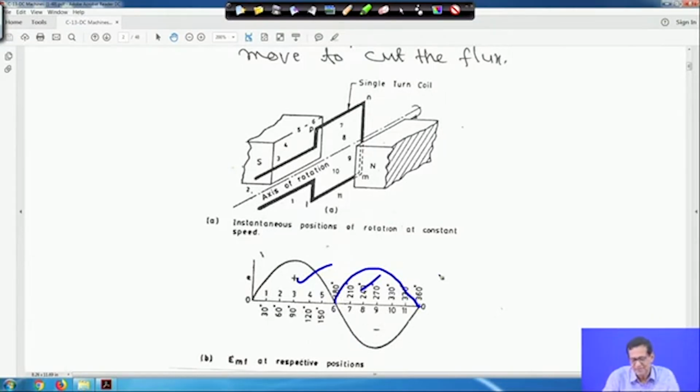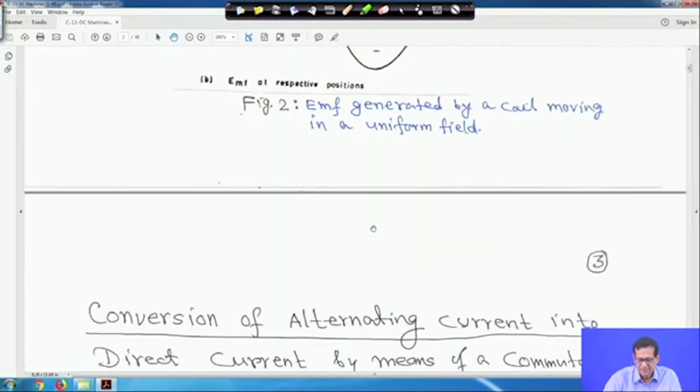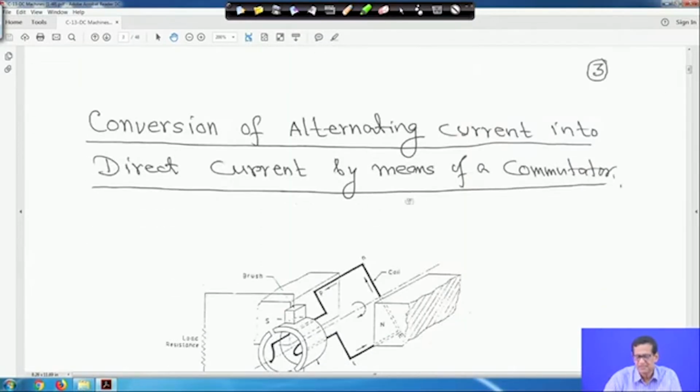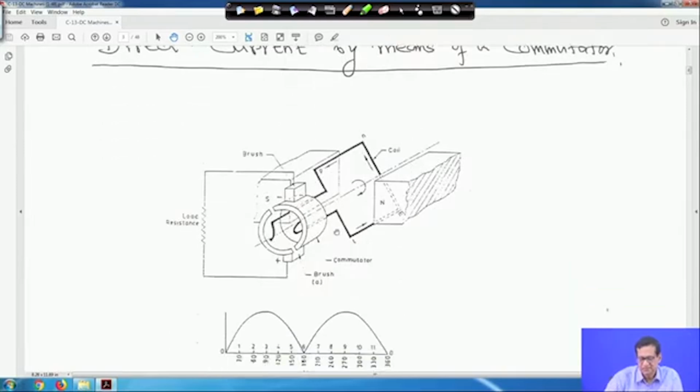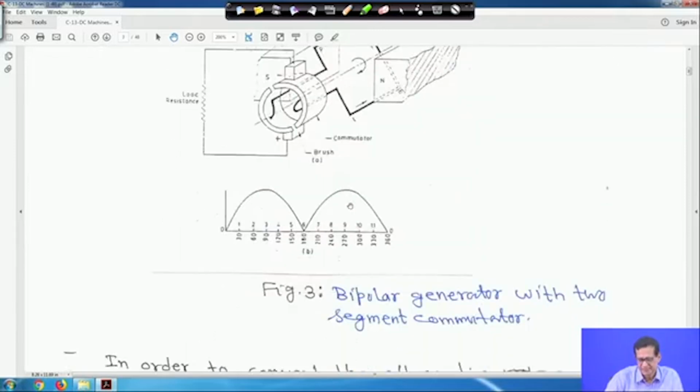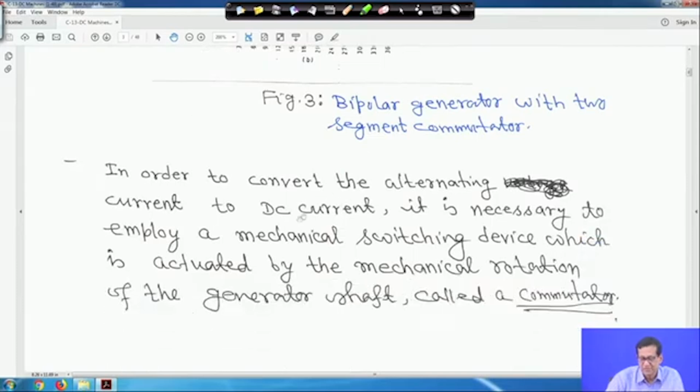Then by some mechanism we can get DC current instead of AC current, or DC voltage instead of AC voltage. So this is the alternating EMF induced. Next is the conversion of alternating current into direct current by means of a commutator. In a DC machine you have several commutator segments. In order to convert the alternating current to DC current, it is necessary to employ a mechanical switching device which is actuated by the mechanical rotation of the generator shaft.